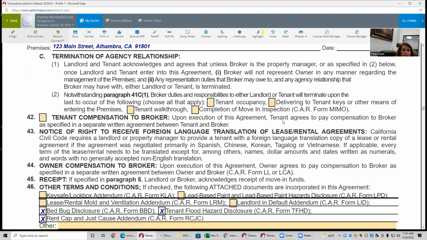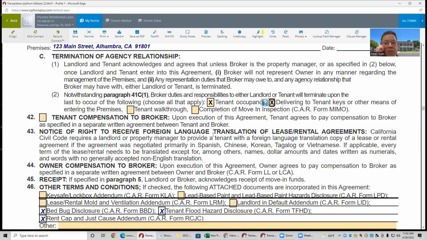Choose all that apply. Peter can correct me if I'm wrong, but I would probably put tenant occupancy or delivering the keys. Which one do you prefer, Peter? Can you repeat your question again? Yeah, when we are going to terminate our responsibilities, our agency relationship, we can check a box. I would say upon tenant occupancy, we're terminating our agency relationship with the landlord and the tenant, correct? Yes. Okay. And then you can also put delivering the keys to the tenants. So both of those boxes should be checked.